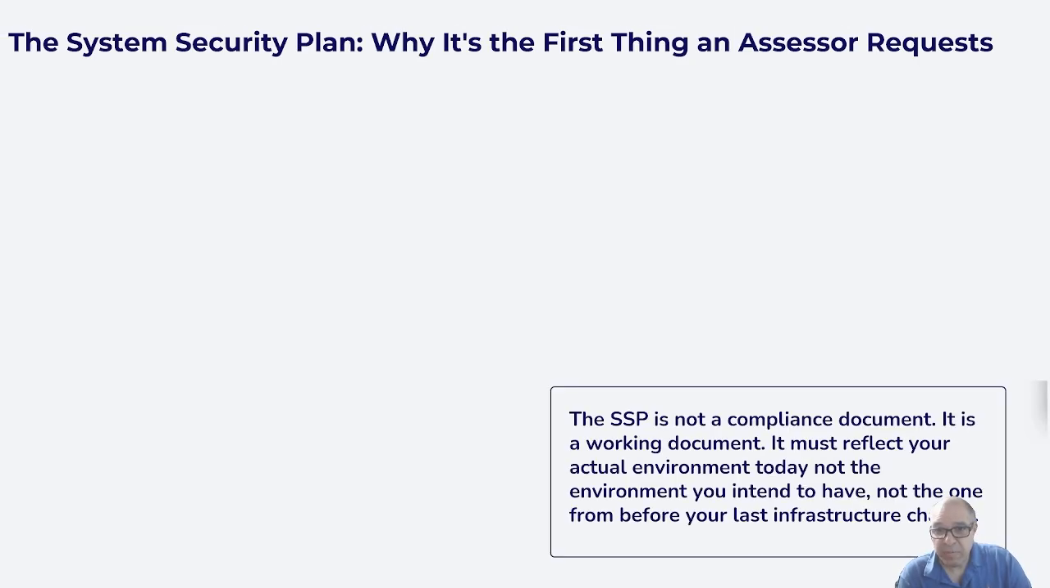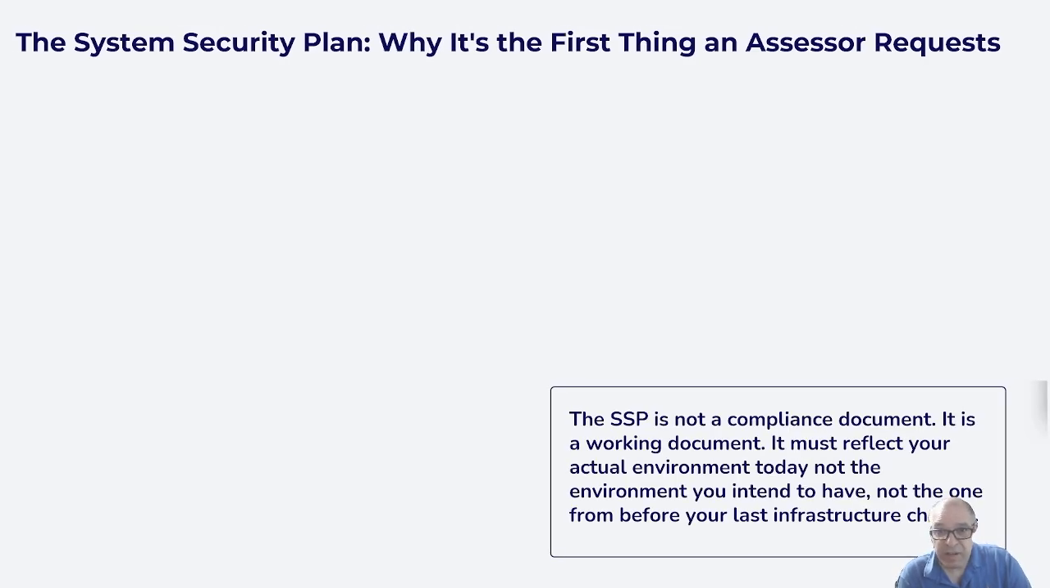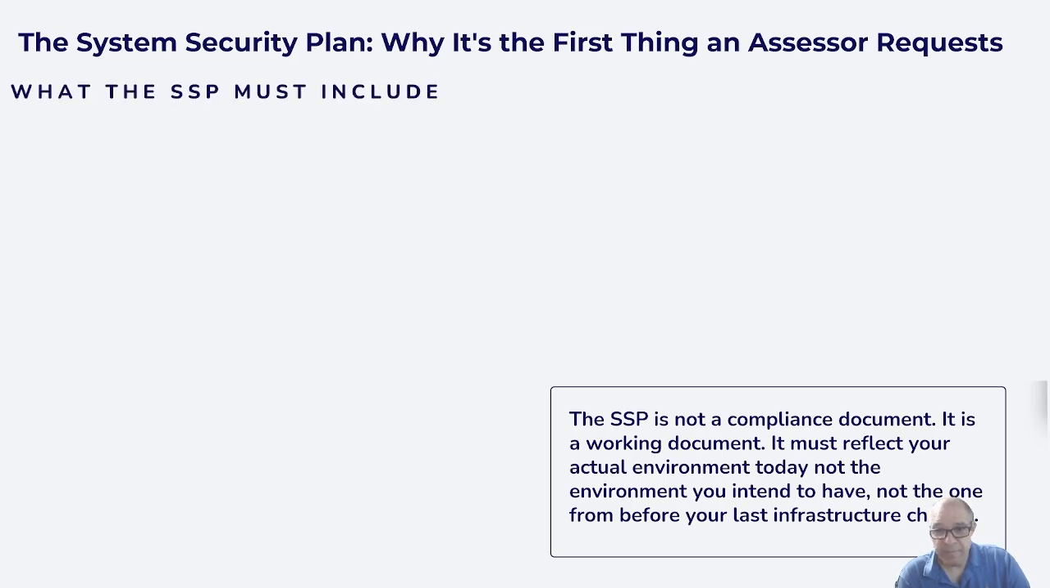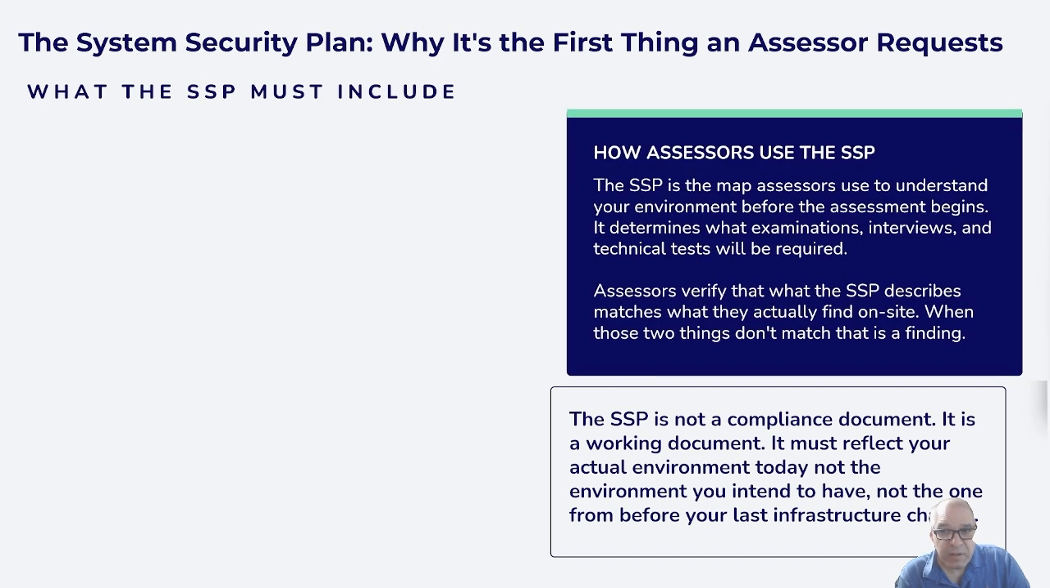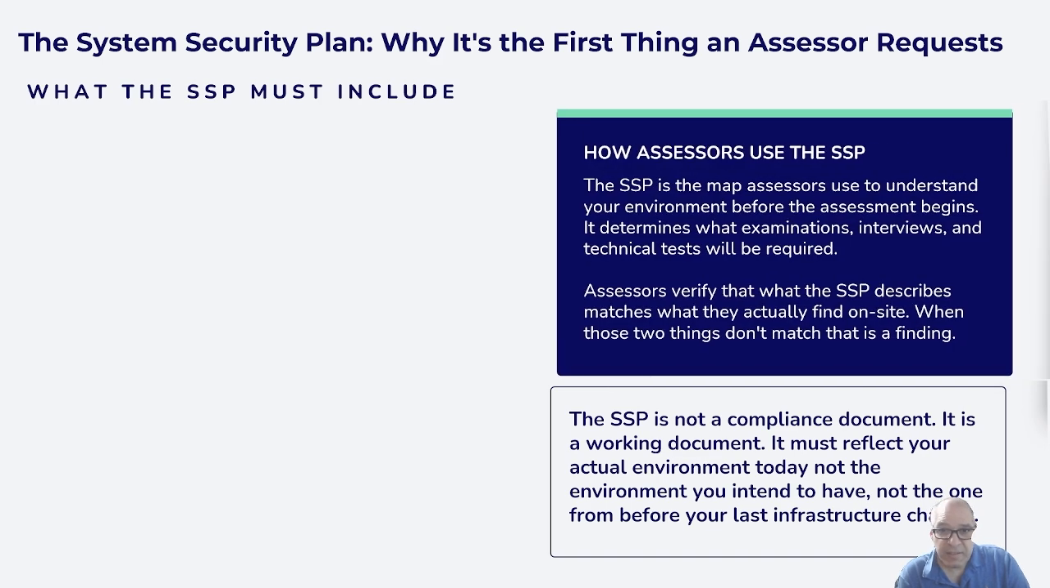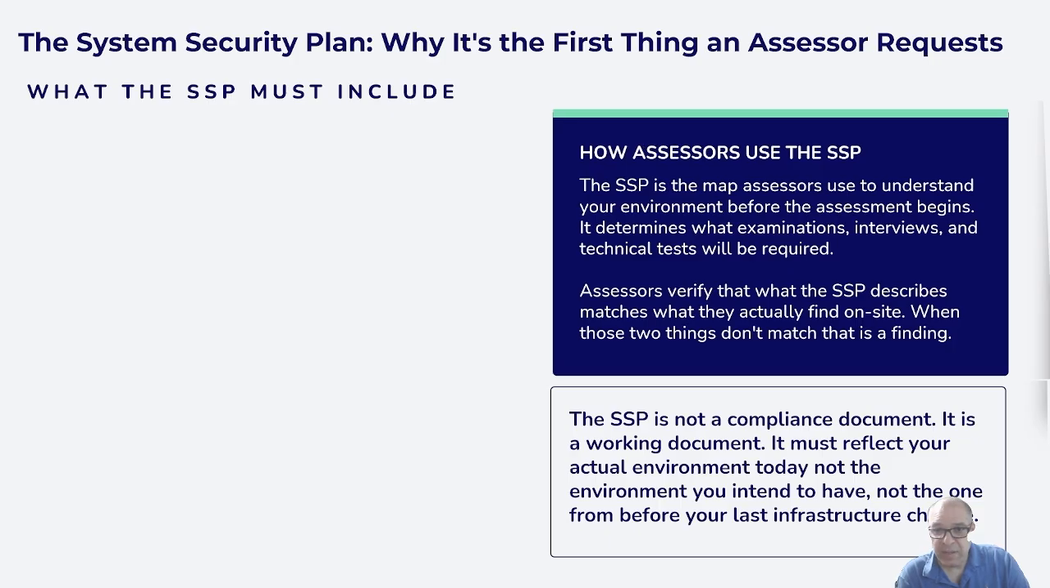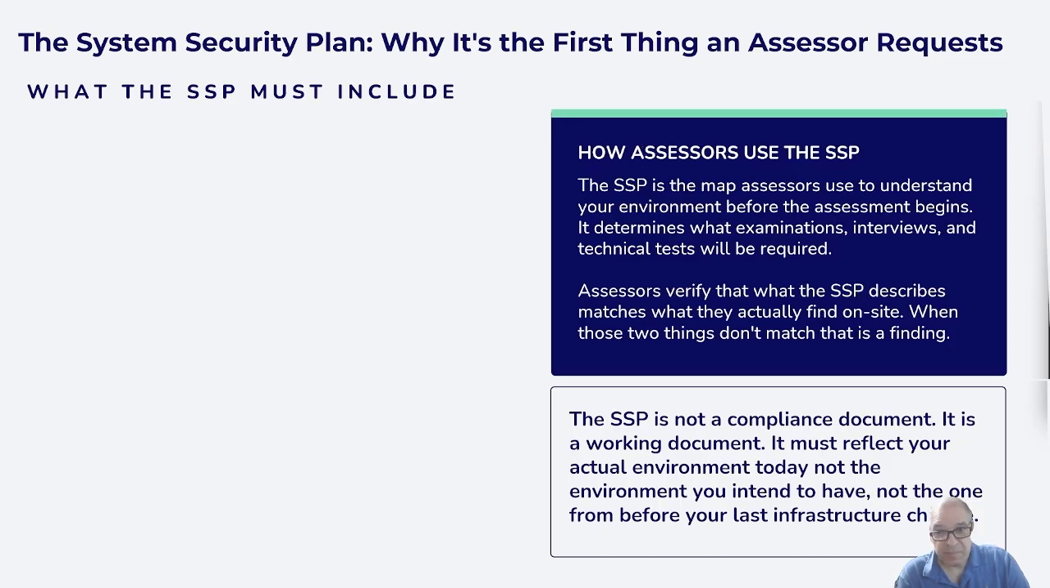The System Security Plan, or the SSP, is the first document an assessor requests. And there's a very specific reason for that. The assessor uses this SSP to understand your environment before the assessment begins. It tells them what examinations, interviews, and technical tests will be required. It is the map they use to conduct the assessment. If the map is wrong, if it doesn't accurately reflect your environment, the assessment becomes significantly more difficult, and the gap between the SSP and reality becomes a finding.